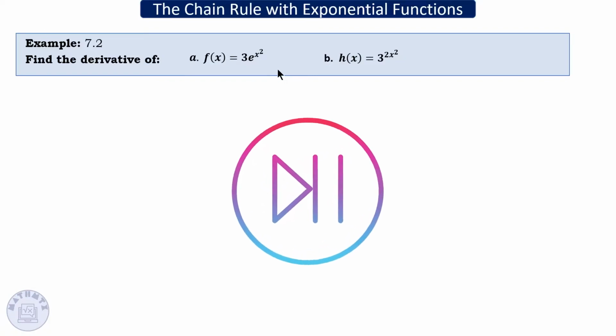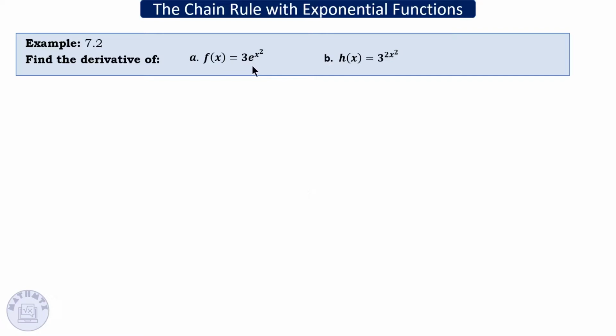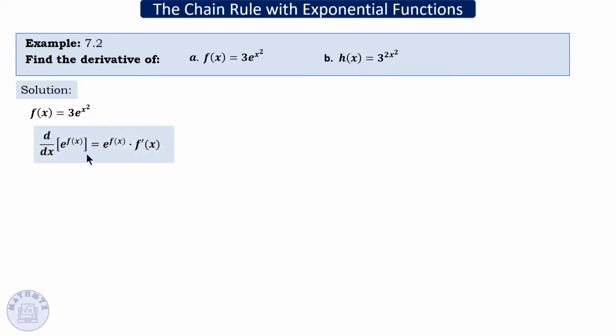Moving to more examples. You can pause the video and try to do it on your own. All right, so with the first one, we have 3e power x squared. Just take 3 outside and find the derivative for this expression according to the rule here. So this will be 3e power x squared, the same term according to the rule, times the derivative of the exponent, which in this case is 2x. Now let's just simplify it, and this will be the final answer.